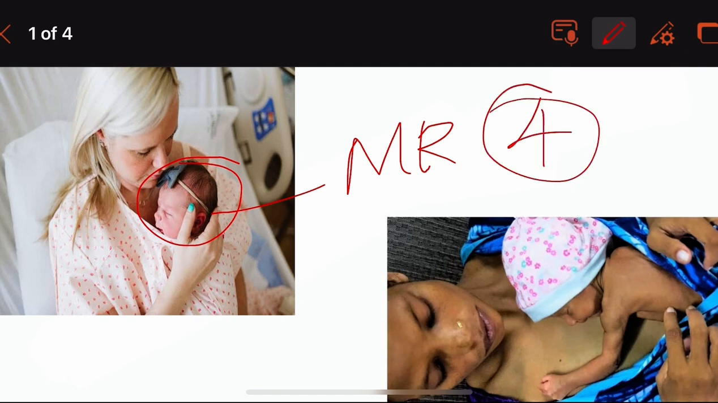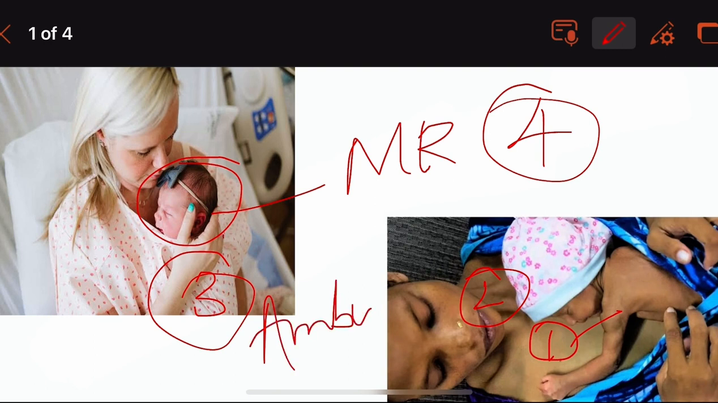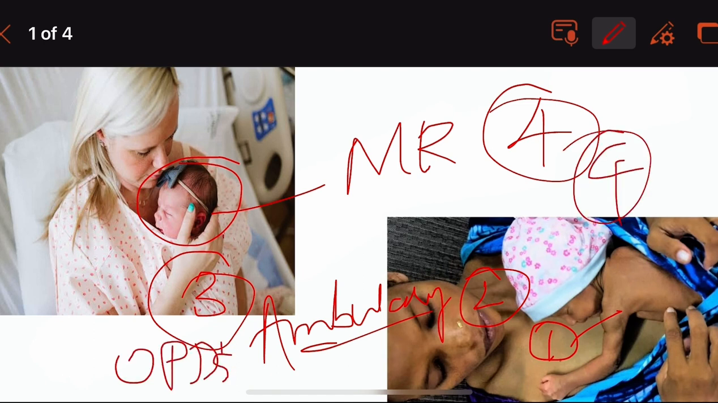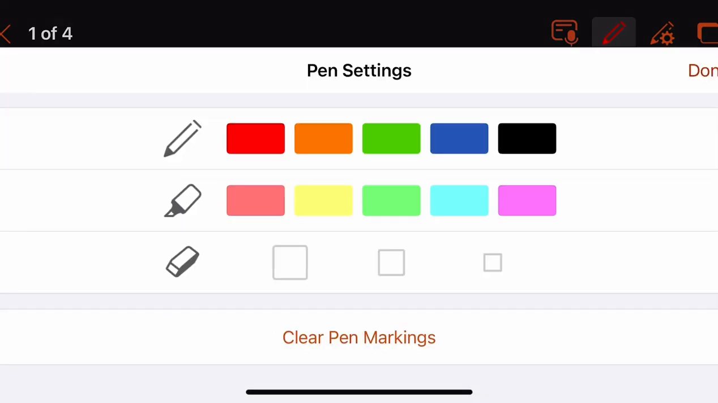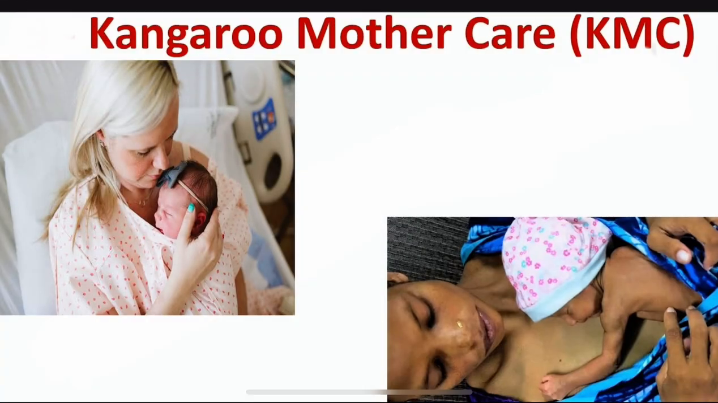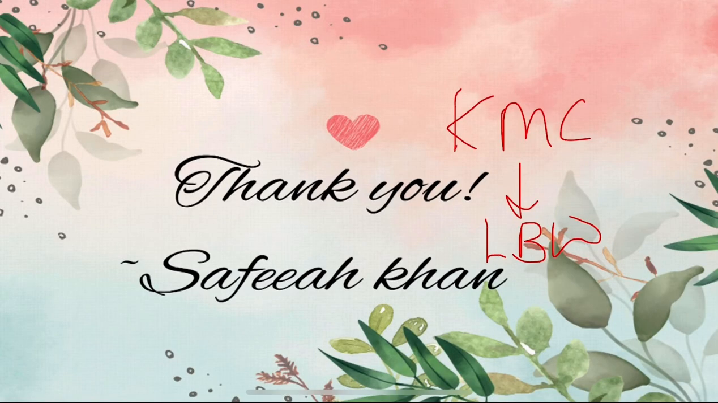And there were four components. What are the four components? First one is the skin to skin contact. Second, adequate breastfeeding can be done. Third, ambulatory care: the mother can be discharged early from the hospital, and they can carry on further treatment on an outpatient basis. And fourth, they will support the mother as well as the family in taking care of the baby. So this was all about kangaroo mother care.